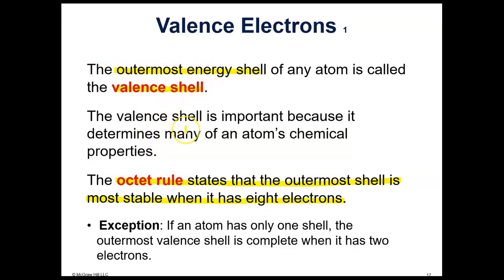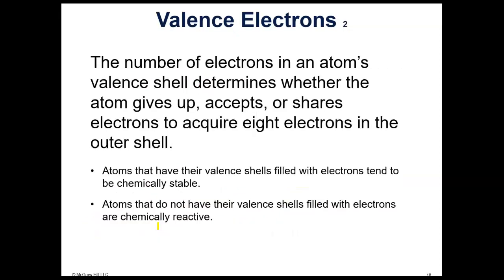The valence shell, or the outermost shell, is the electron shell that determines what the atom is going to be able to bond with. Okay, so the octet rule states that the outermost shell is stable when it has 8, unless the atom only has 1 shell, and then it's stable with 2. So make sure to read the exception. What this means for us in biology is that atoms are going to lose and gain electrons in order to fill their outermost electron shell. It says here, the number of electrons in an atom's valence shell determines whether the atom gives up, accepts, or shares electrons in order to acquire 8 electrons in the outer shell.